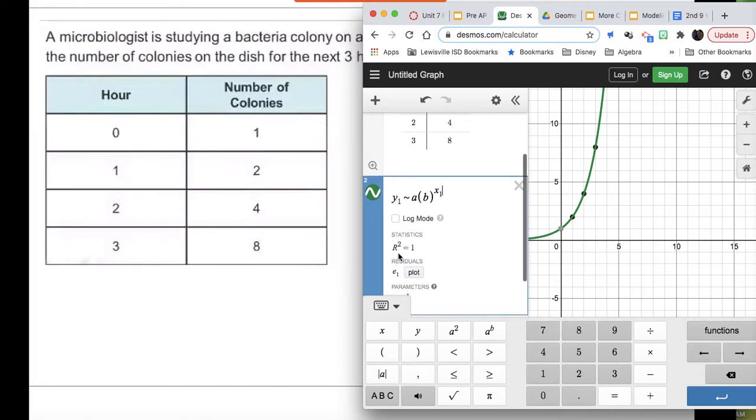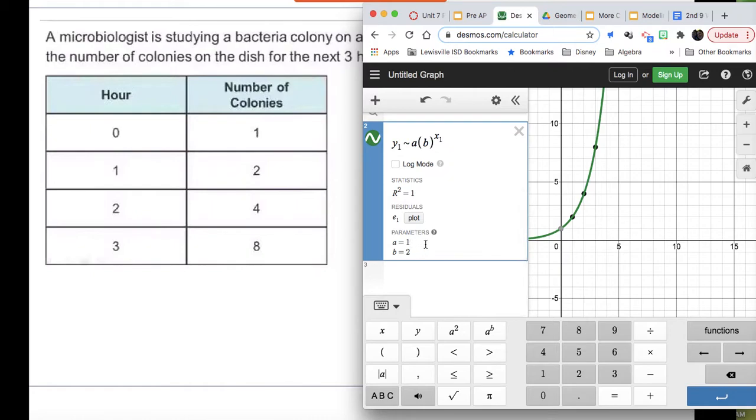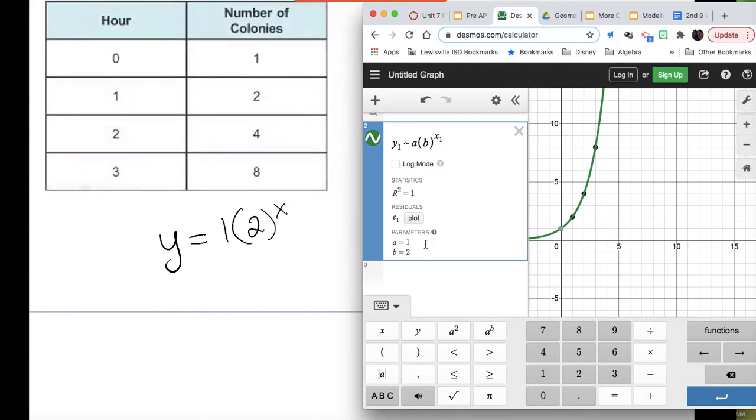We can see that our r value is 1 because this is actually a perfect set of data. And we can see that our a value is 1 and that our b value is 2. So for this equation, I would write it as y equals my a is 1, my b is 2, and then my exponent is x. And you could simplify this and say this is y equals 2 to the x, because with an a value of 1, you don't really have to write that part. So that is how you use regression in Desmos to do quadratic and exponential.